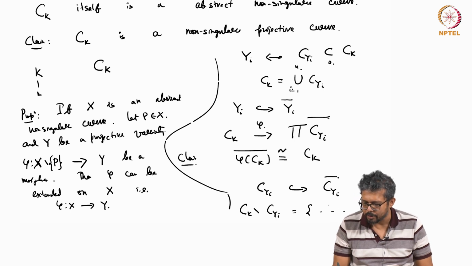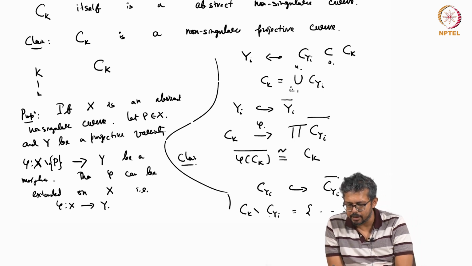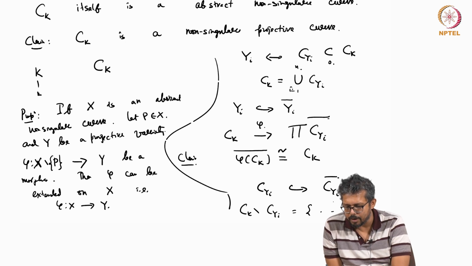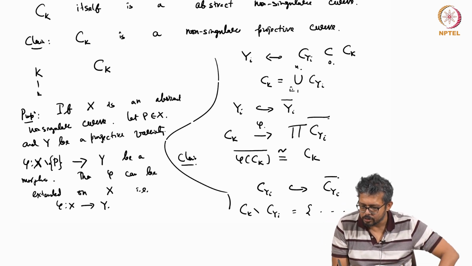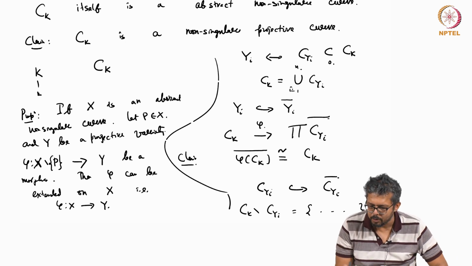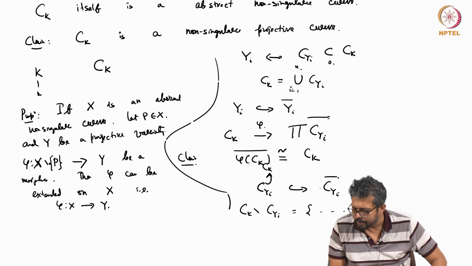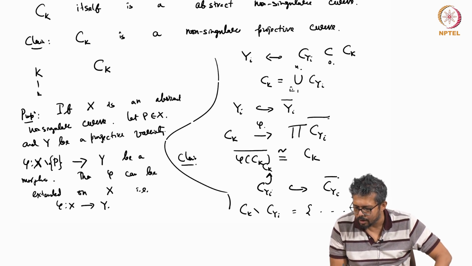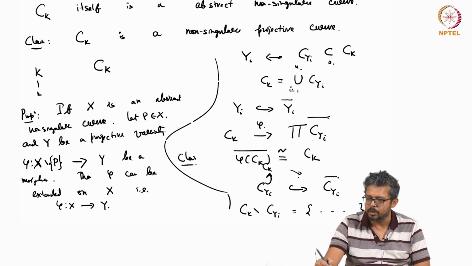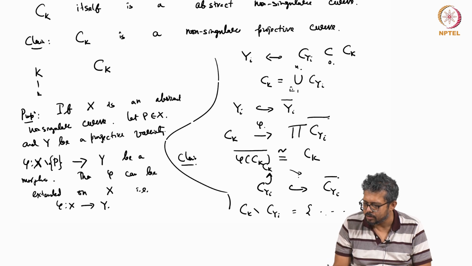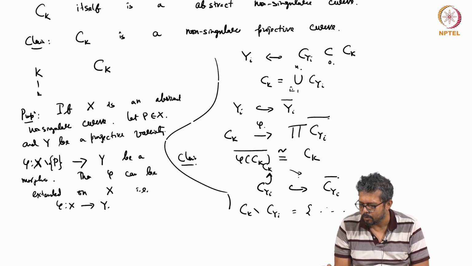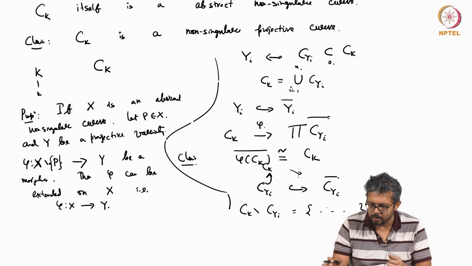So without loss of generality, I can assume that, if it is not one point, you can repeat the process. So by this proposition, this CYi is inside Ck, and this is a projective curve. So you can extend this to CYi bar. You need to take a product, because it is not just one point. The complement is not one point. You have more points, so you have to take a product.